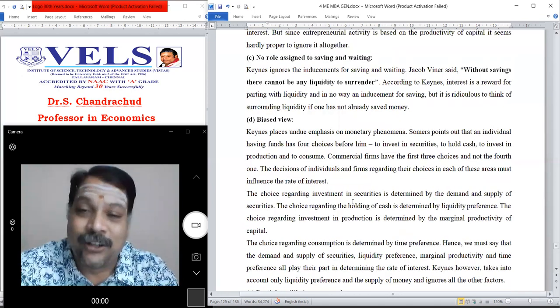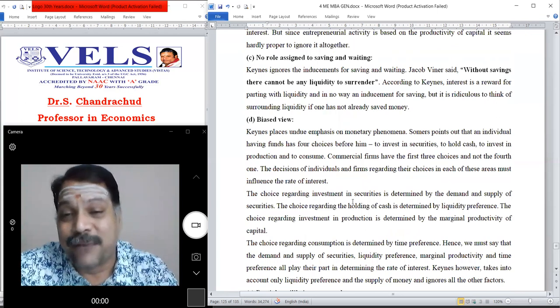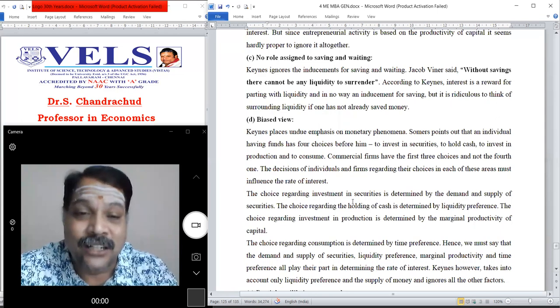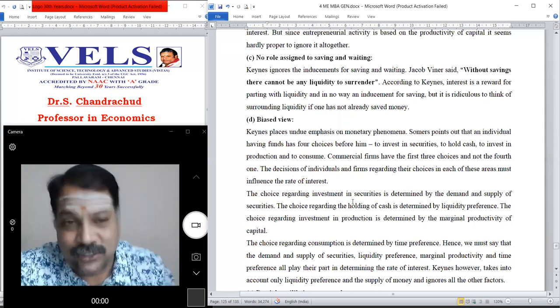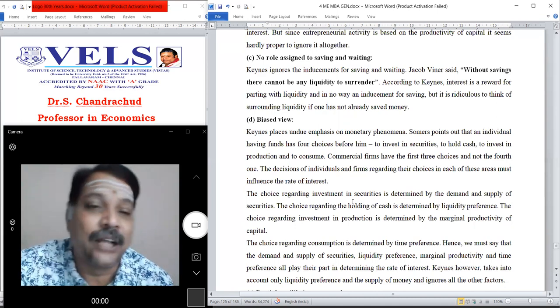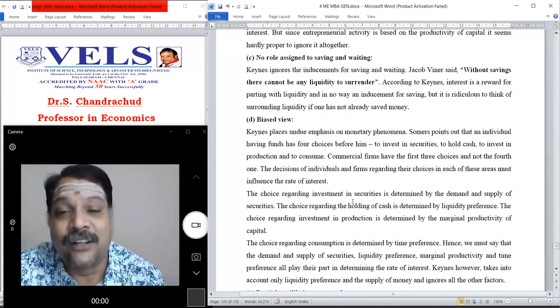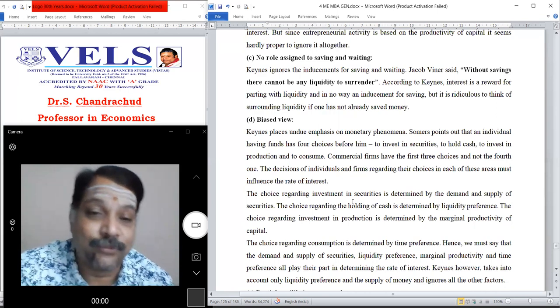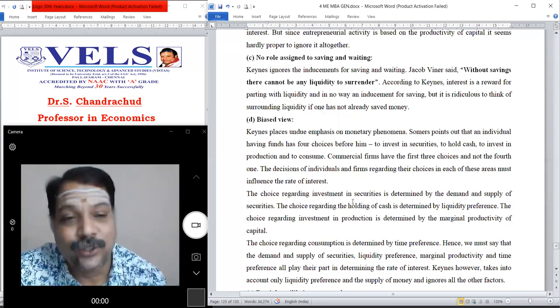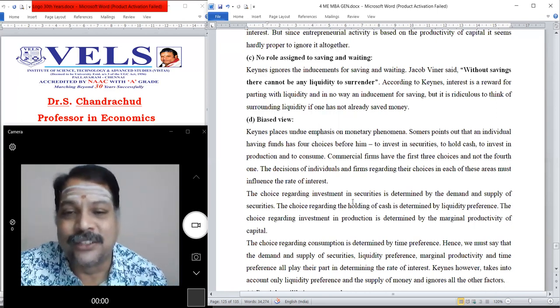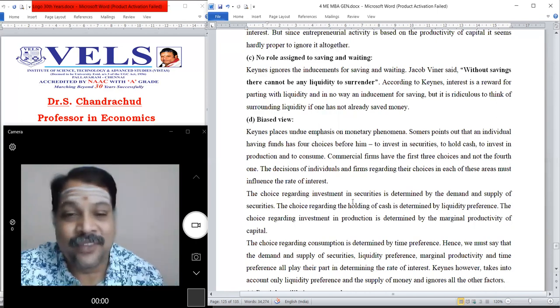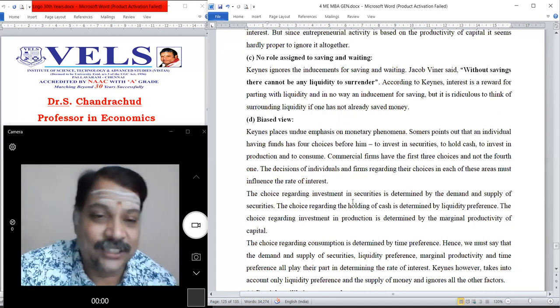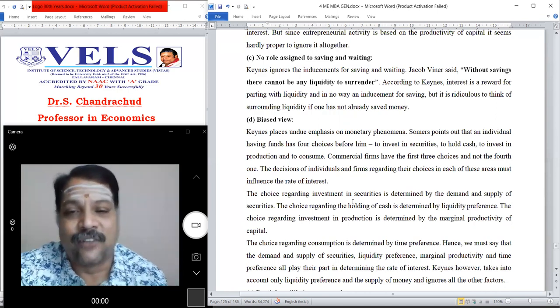One more criticism is that this theory has a biased view. Why? Keynes places undue emphasis on monetary phenomena. Somers, another economist, points out that an individual having a fund has four choices before him: to invest in securities, to hold cash, to invest in production, or to consume. These are the four purposes. The commercial firm has the first three choices and not the fourth one.